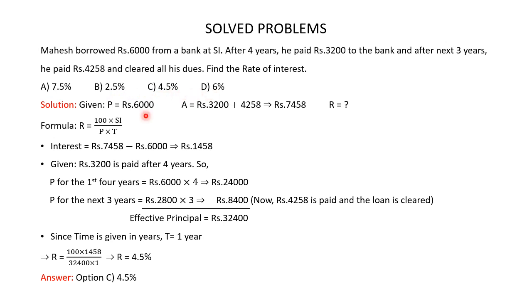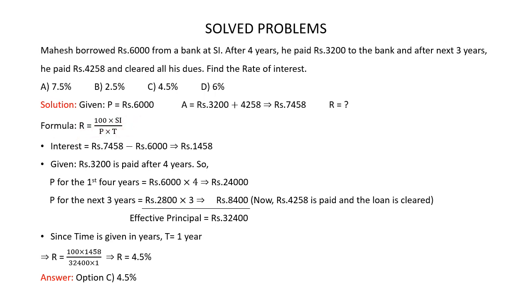Now it's given that the principal is rupees 6,000. And the amount that Mahesh pays to clear his dues is given as rupees 3,200 plus 4,258, which is nothing but rupees 7,458. So Mahesh pays an amount of rupees 7,458 to clear his dues, and we are asked to find the rate of interest. Rate of interest can be found out using the formula R is equal to 100 multiplied by SI divided by PT.